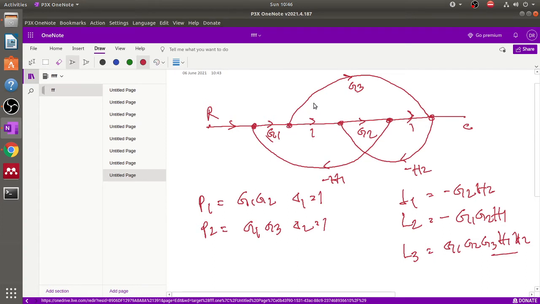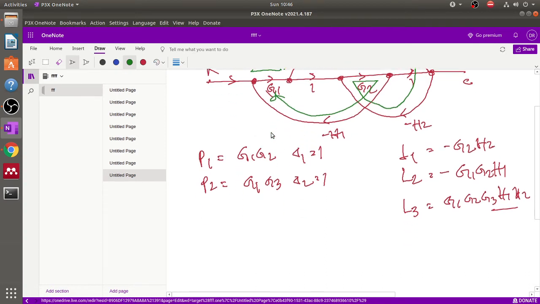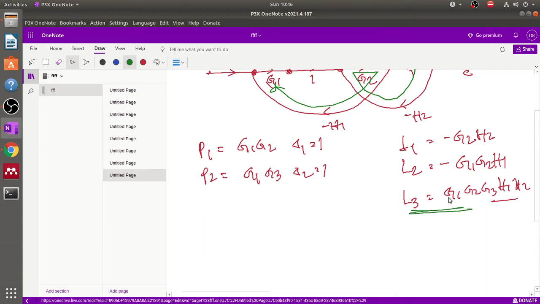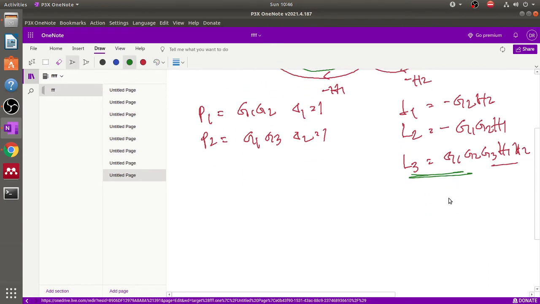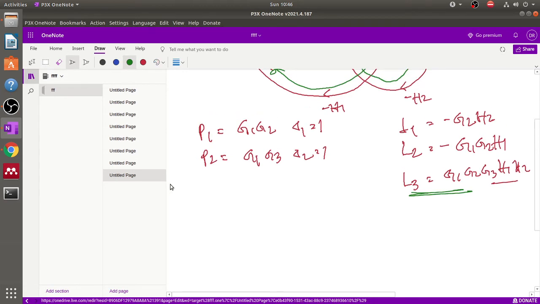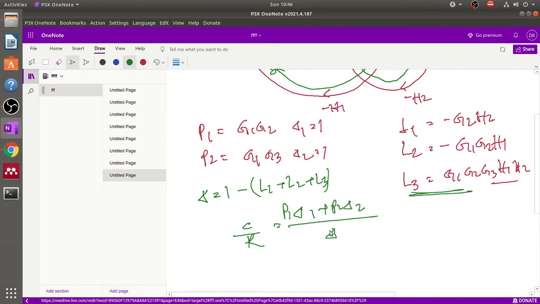This is G1, the path is from here, from G1 G3, then minus H2, then G1, then I come back to this. Okay, so that's why G3 is present. Therefore our delta equals 1 minus L1 plus L2 plus L3. So putting in these values here, finally C by R equals P1 delta 1 plus P2 delta 2 by delta.